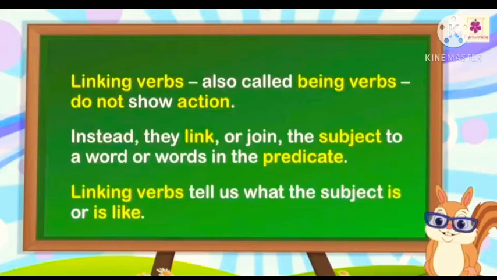What are they? Linking verbs are also called being verbs. They do not show any action. Instead, they link or join the subject to a word or words in the predicate. Linking verbs tell us what the subject is or is like. Linking verbs action words नहीं होते क्योंकि वो कोई action नहीं show करते. वो subject और predicate को link करते हैं. Linking verbs हमें बताता है कि subject क्या है या किसके तरह है, किसके जैसा है. But they are not at all action words.